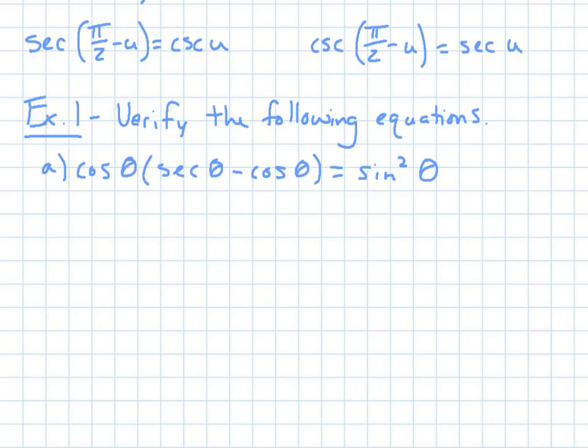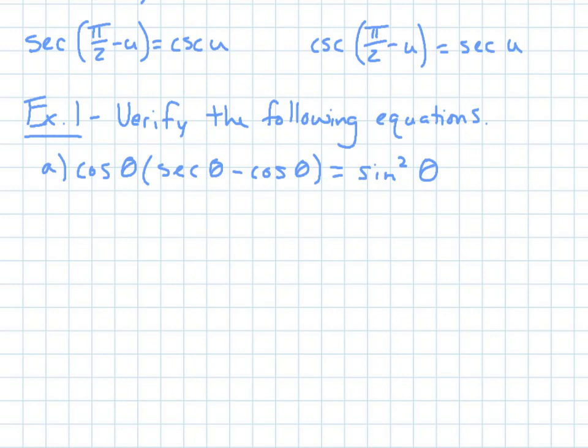So just pick a side and work with that first, and if you need to change the other side, do that in another step. Keep those two things separate, and that'll make it a lot easier to keep things straight and to see your work as well. I usually pick the side that looks like it has something to change. The right side, sine squared theta, is pretty simplified, so I don't need to change it. I'm going to work with the left side, where I have cosine theta times secant theta minus cosine theta.